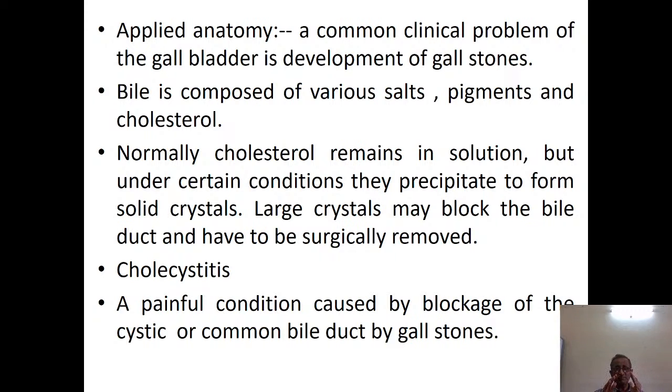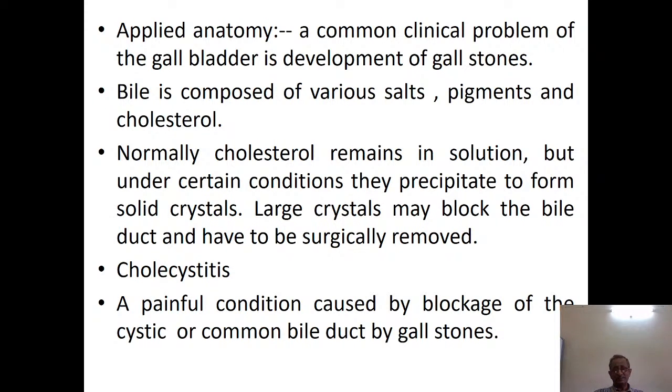So the major duodenal papillae is present at 8 to 10 centimeters from the pyloric sphincter, whereas the minor duodenal papillae is just above, that means it is 6 to 8 centimeters from the pyloric sphincter. The major duodenal papillae has the opening of the common hepatopancreatic duct, whereas the minor duodenal papillae has the opening of the accessory pancreatic duct.